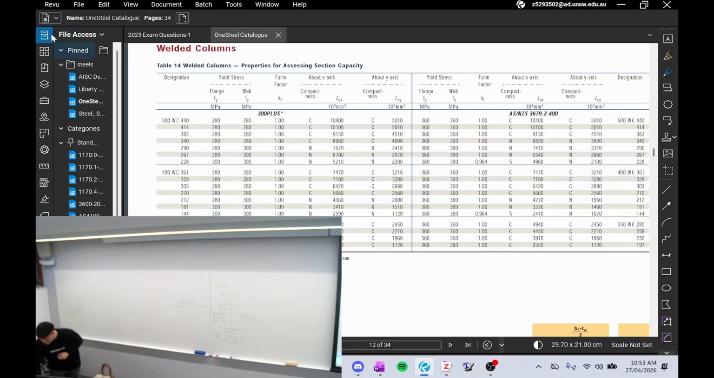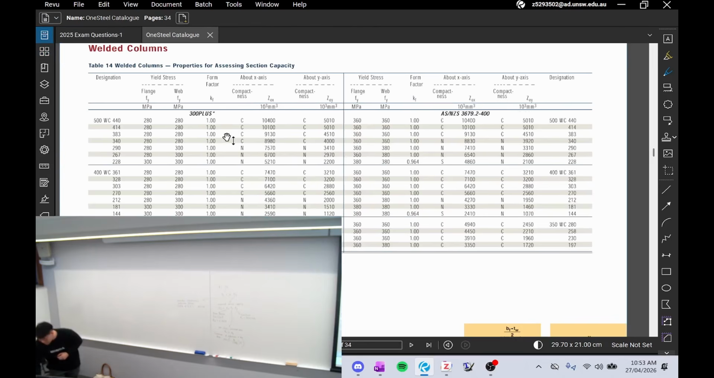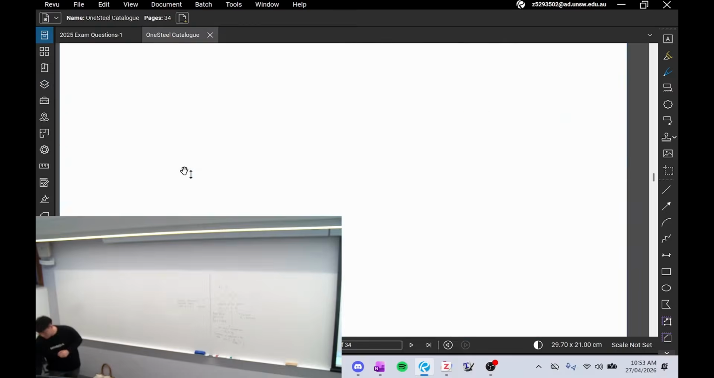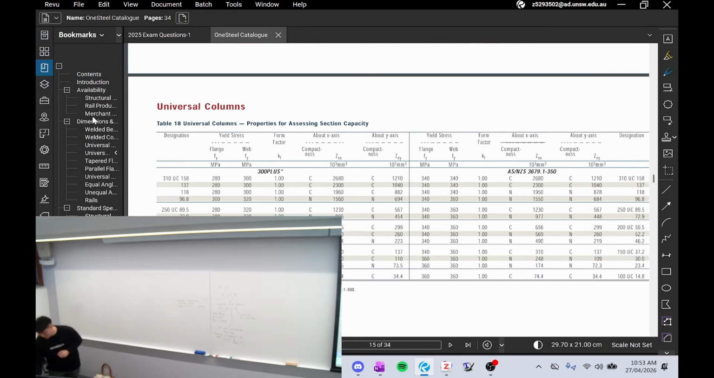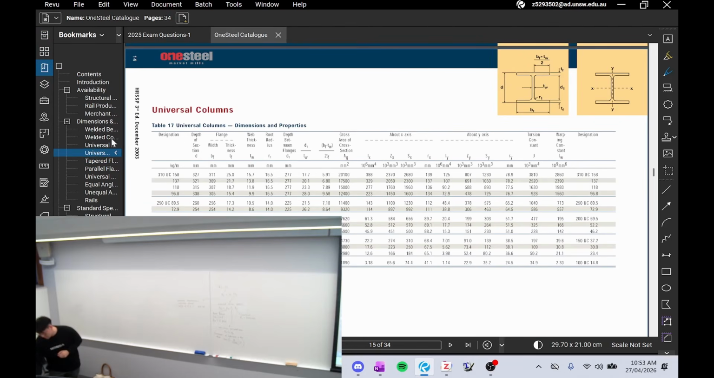This is a different one. This is KT, not KF. Yeah. For one steel, you want to use this kind of table. This is AS 4100, so that's a different standard. Oh, it's KF. Yeah, this one. That's right.